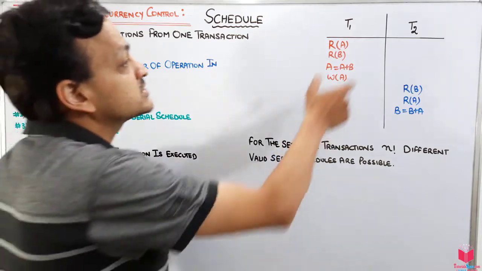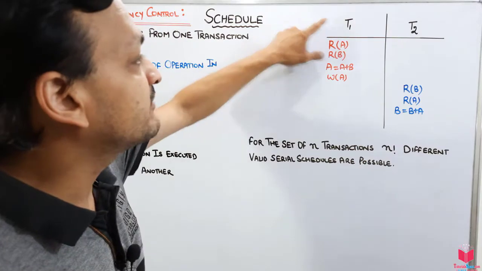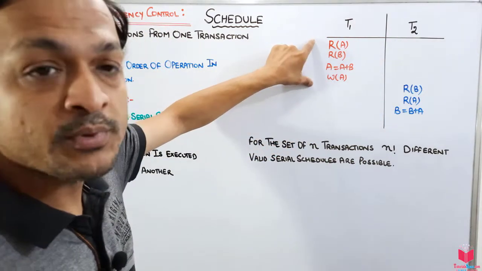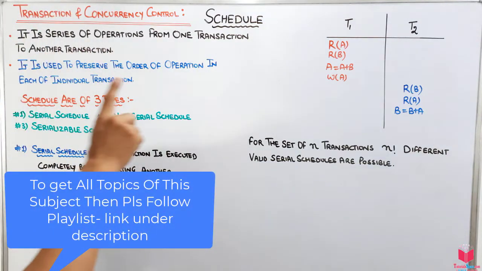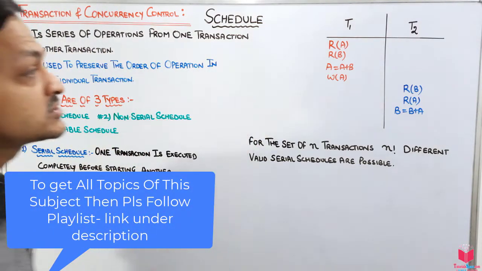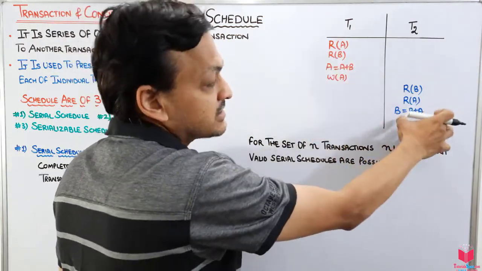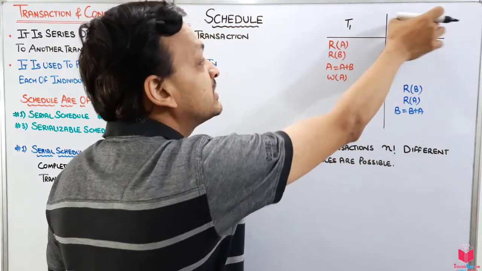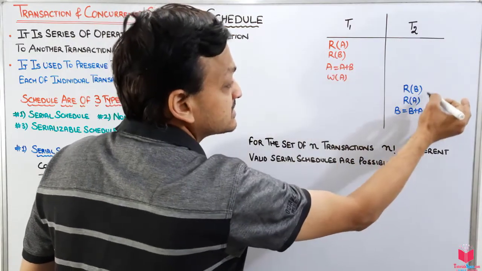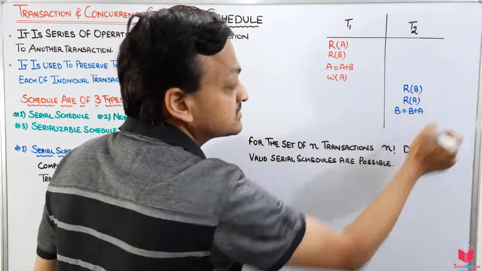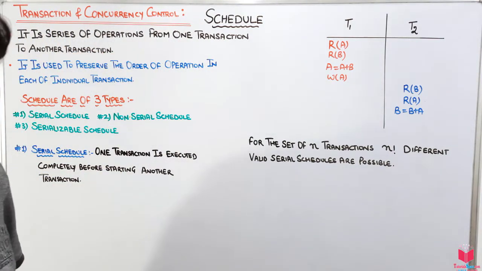Suppose we have two transactions here, T1 and T2, and these are the instructions under T1 and T2. We can say these are the operations. So we create a series of operations in transactions from 1 to 2. If you want to create a series, I can run this transaction completely, then this transaction, or I can run this transaction completely, then this transaction, or I can run this instruction first, then this instruction, then this instruction. So these are basically a series of operations from one transaction to another transaction.